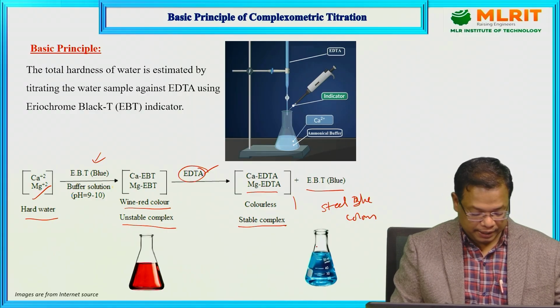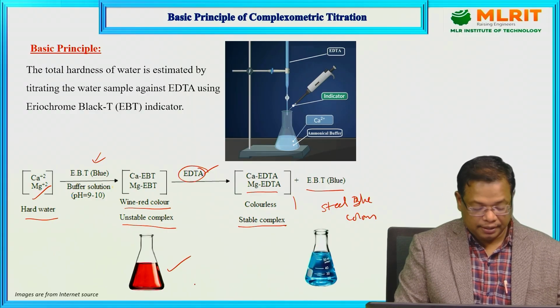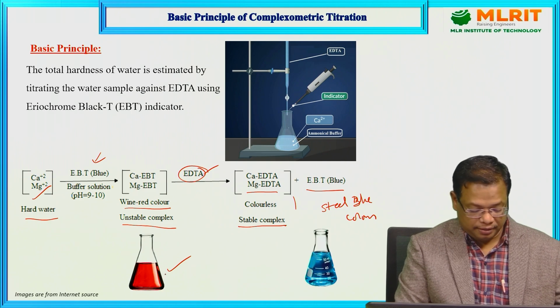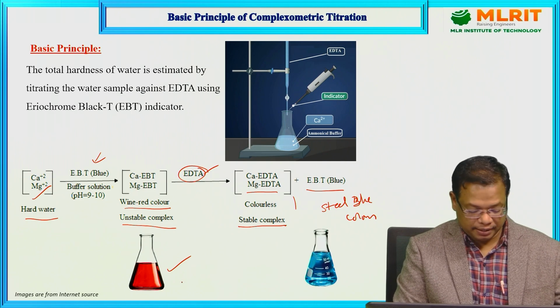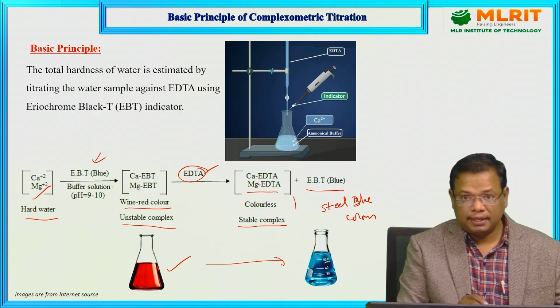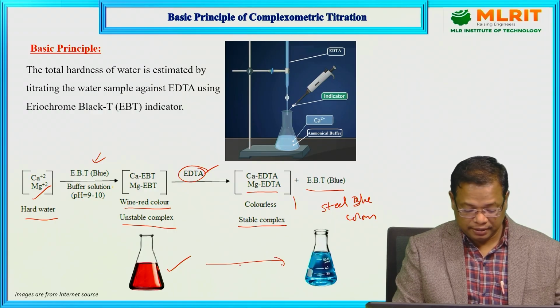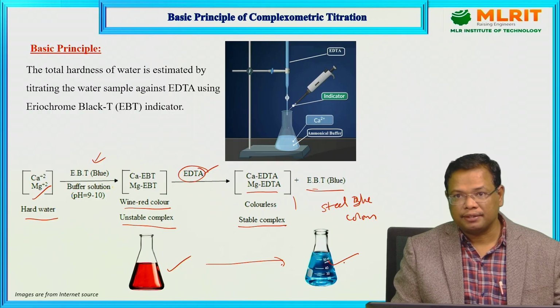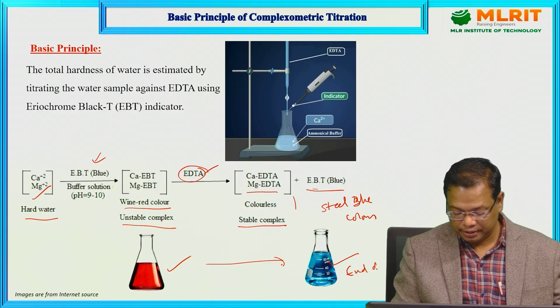Here, you can check. This is EBT. After adding the EBT, the solution will be wine red color. And then after EDTA complex formation, the EBT will be released as a steel blue color. This is the end point of the reaction.